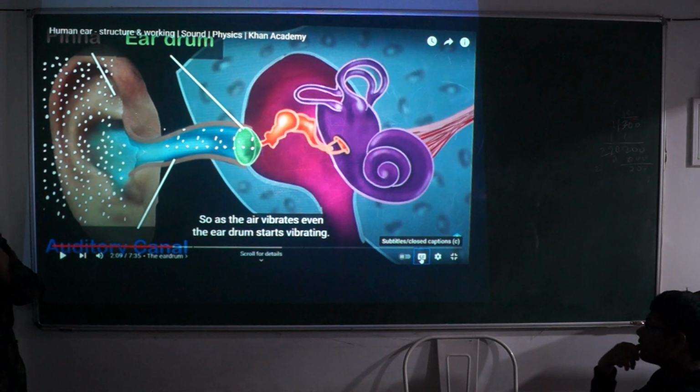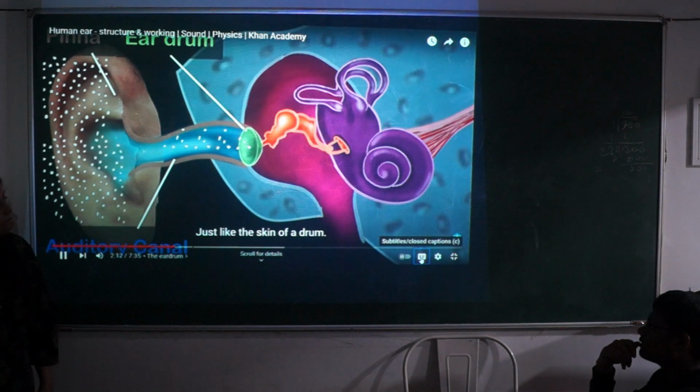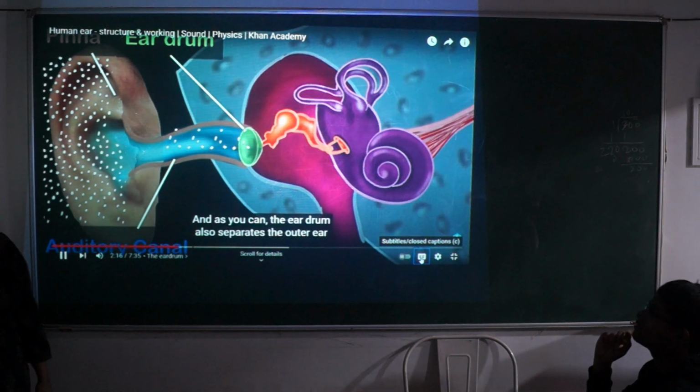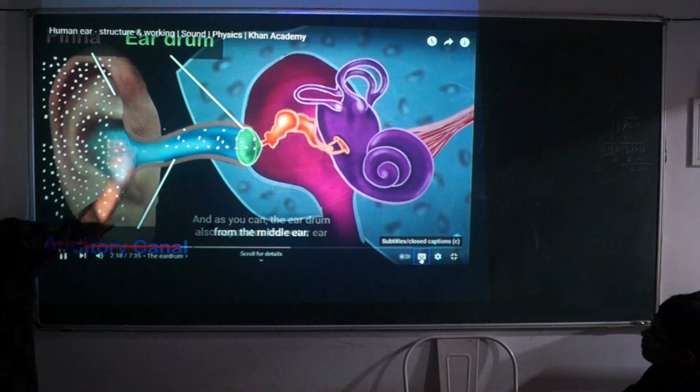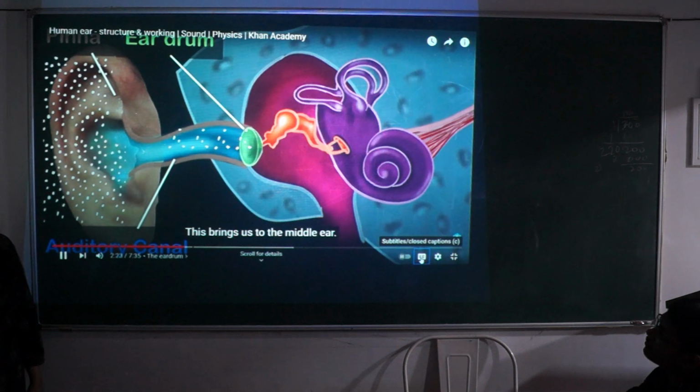Okay, next up. The drum starts vibrating, just like the skin of a drum. And as you can see, the eardrum also separates the outer ear from the middle ear. This brings us to the middle ear.